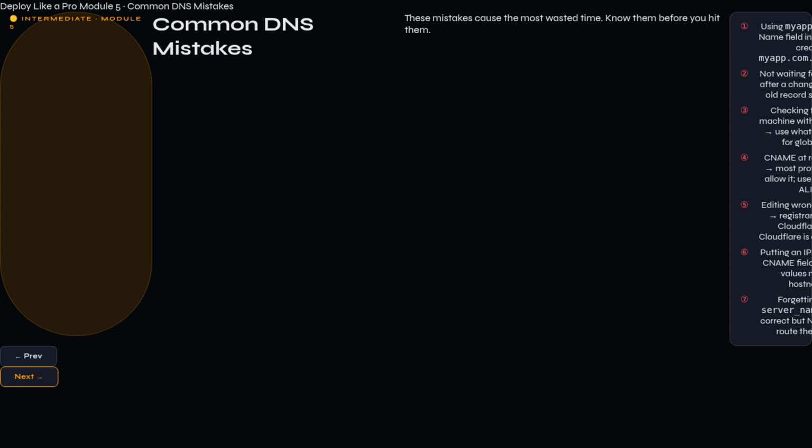Mistake 2: not waiting for TTL expiry. You changed the DNS record but the old IP is still resolving. Check the TTL of the old record, that's how long you need to wait for the world to see the new record. Mistake 3: checking DNS from your local machine with a cached old record. Use an online DNS checker like whatsmydns.net to see what DNS resolvers worldwide are seeing, bypassing your local cache.